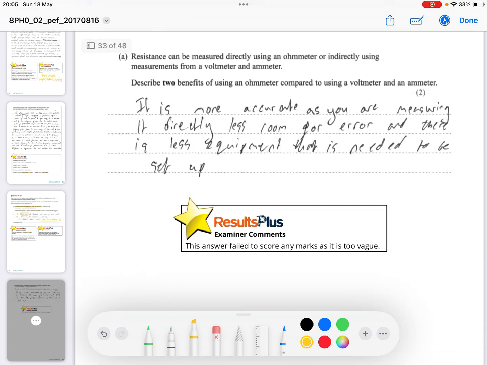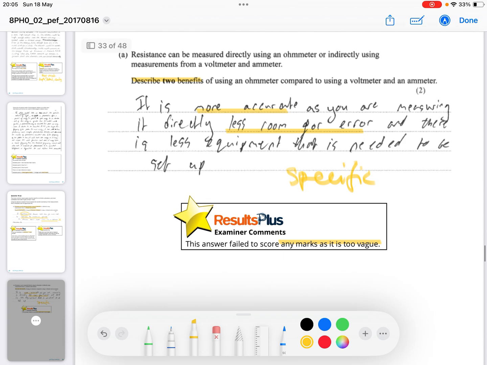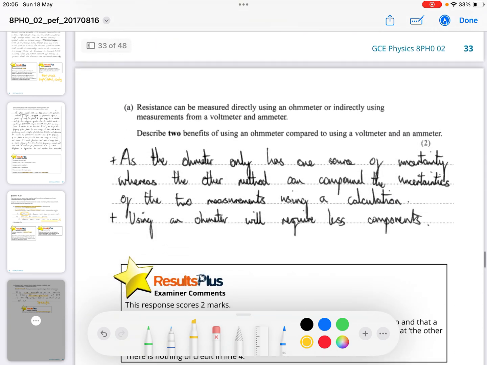This student gets 0 because it's too vague. So look at why it's too vague. Okay, he just says it's more accurate. You're not going to get that as a benefit. You can't say things which are general. You need to say things which are specific to show that you know some science. There's less room for error. These are just general statements, okay, thrown in there hoping to get a mark.